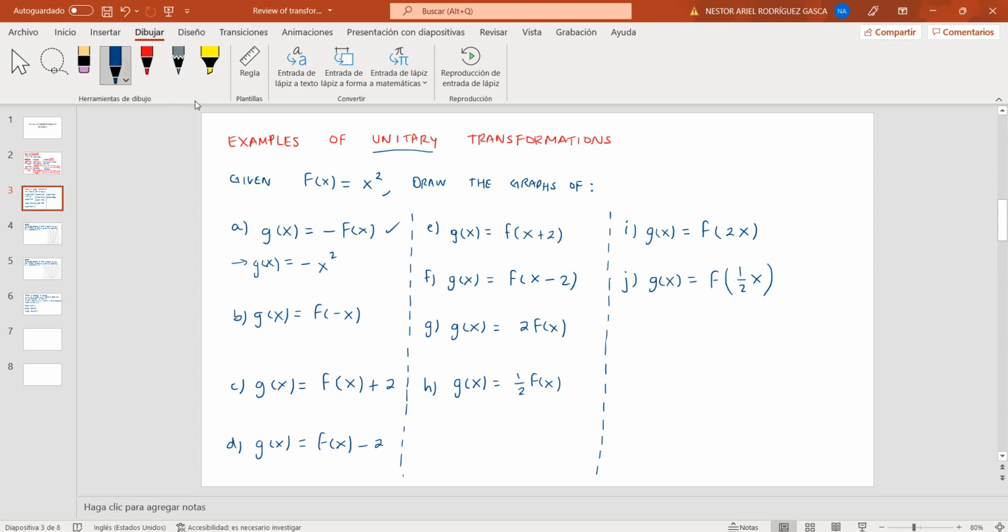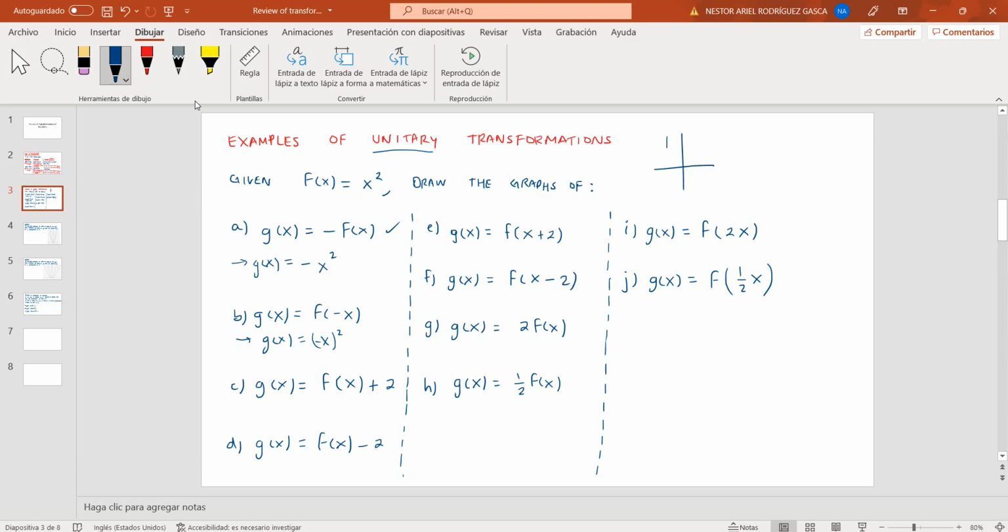Okay, next. What are we having here? We have g of x equals f of minus x. Now the minus is only being applied to the variable, right? So what are we having here? We have g of x equals minus x, all squared. That would be the right substitution.